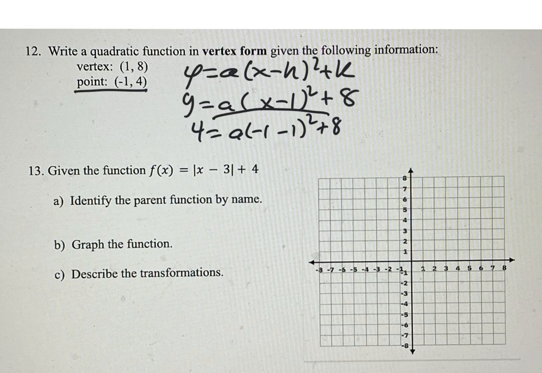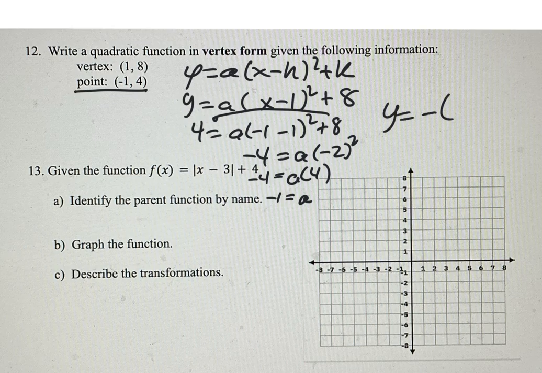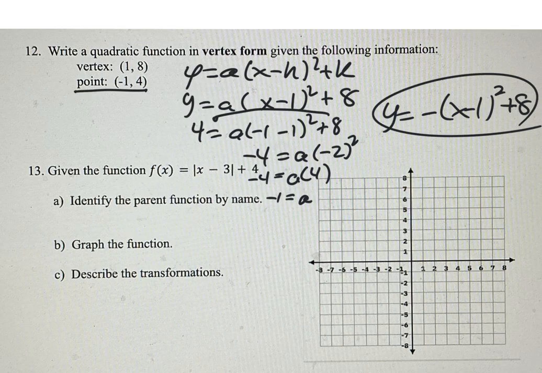So I'm going to move the 8 over first. That gives me a -4. And over here, guys, I've got an a, and I've got a -2 squared in that parentheses. And by the way, -2 squared is really 4, so 4a equals -4. If I divide both sides by 4, I get -1. So my a is -1. So here's what I get: -1(x minus 1) squared plus 8. That's terrible. Let me rewrite that: y equals -1(x minus 1) squared plus 8. And there you have it.